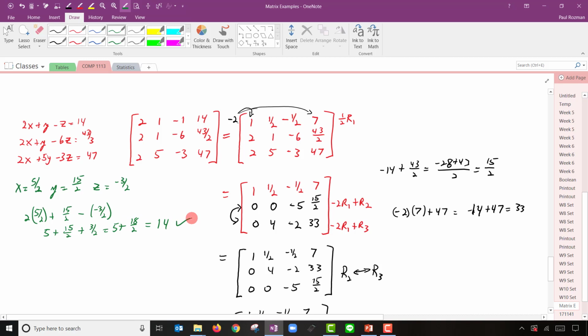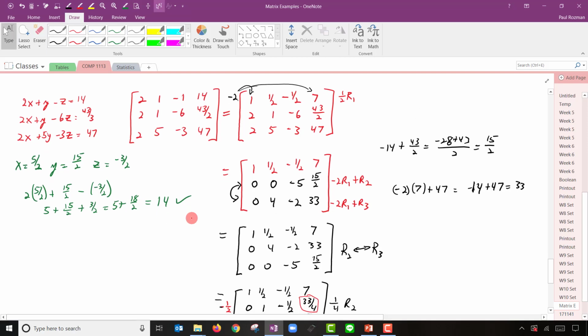We really should check all of the equations to be sure. So the second equation is 2 times 5 halves plus 15 over 2 minus 6 times negative 3 halves. And this is supposed to equal 43 over 3. Let's see what happens. We get 5 plus 15 over 2 plus 18 over 2, which is 9. I guess we need to put this in common denominator here. So we have 14 over 2 plus 15 over 2. Oh no, that doesn't seem right.